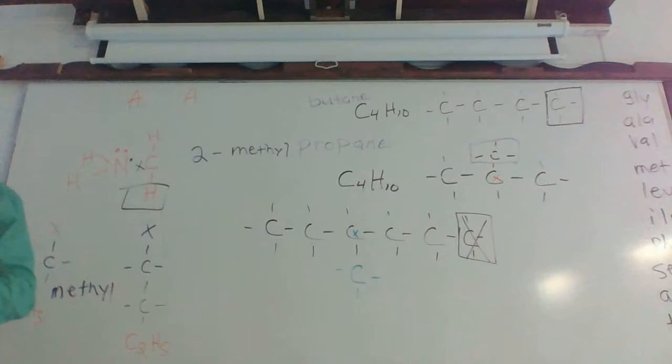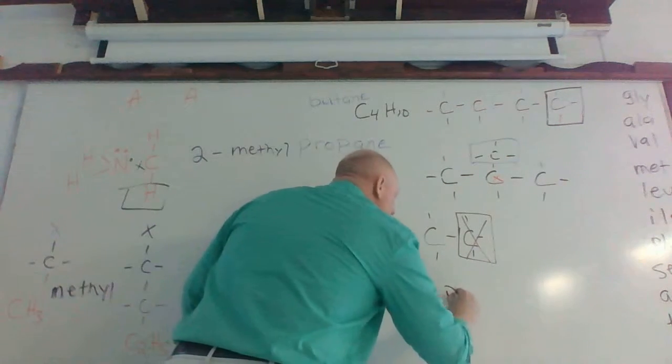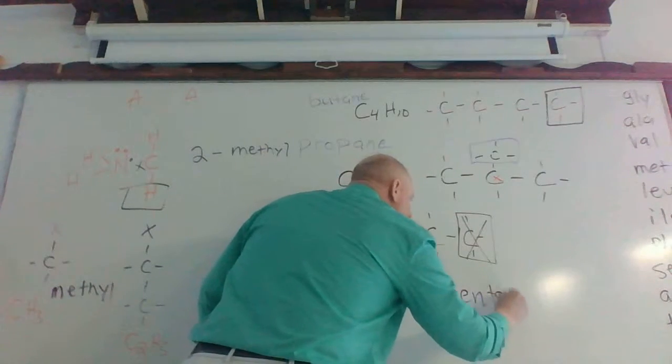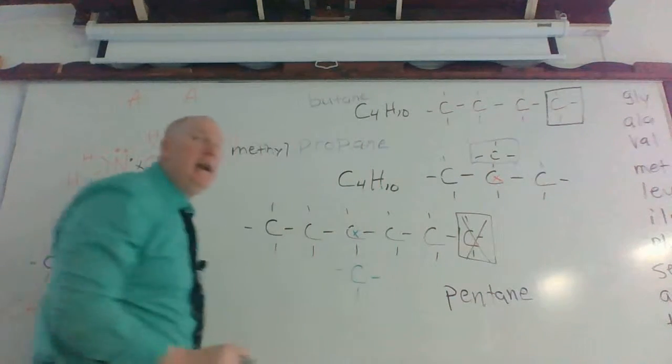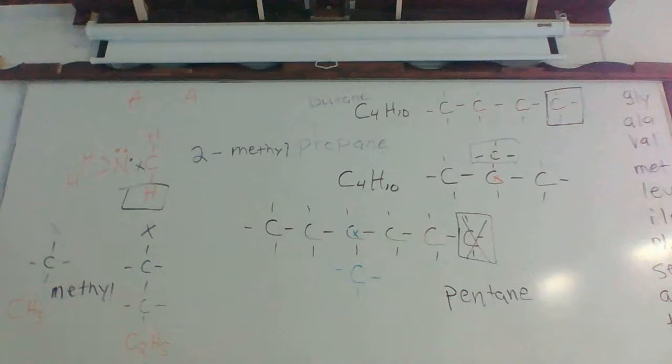It's no longer hexane. It's pentane. Okay? So we'll just put that here, pentane. Okay? Is there anything coming off of that pentane? Yes. A what type of group? It's a methyl group. Where is that methyl group located? 3. On the third carbon.